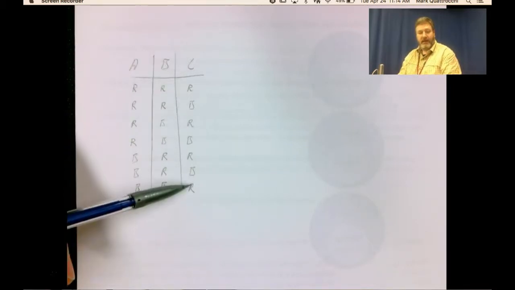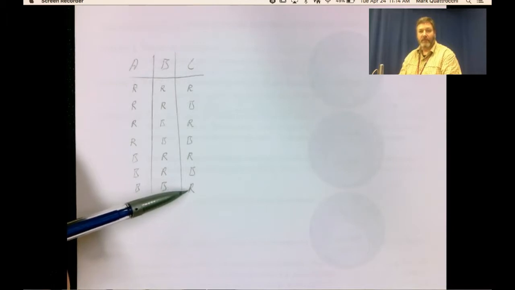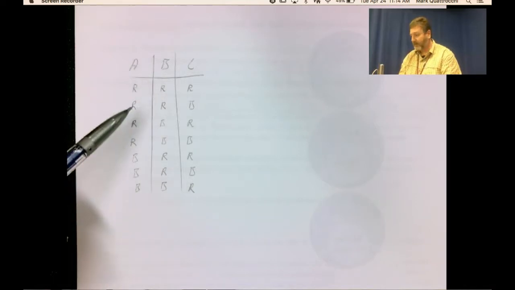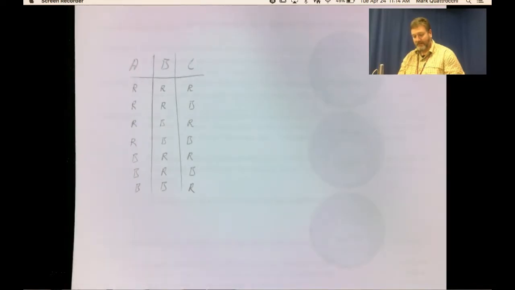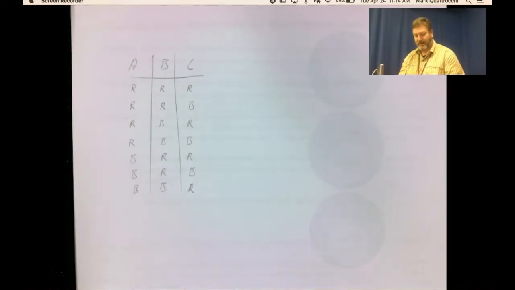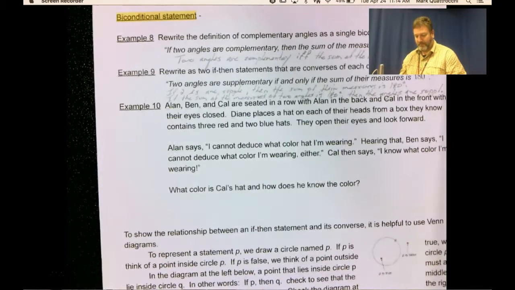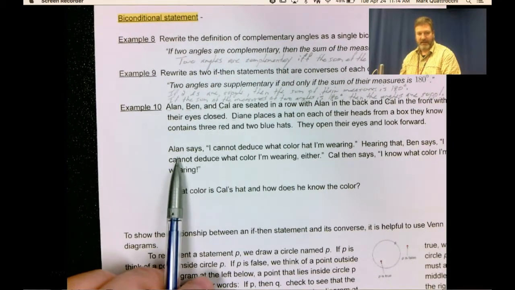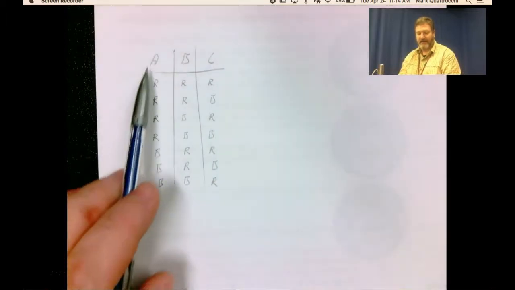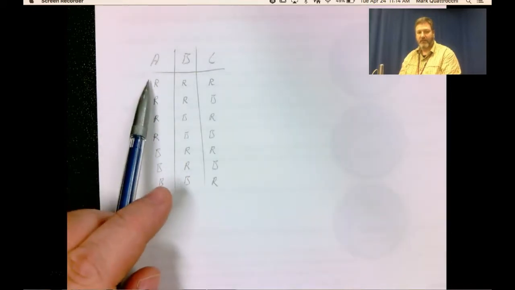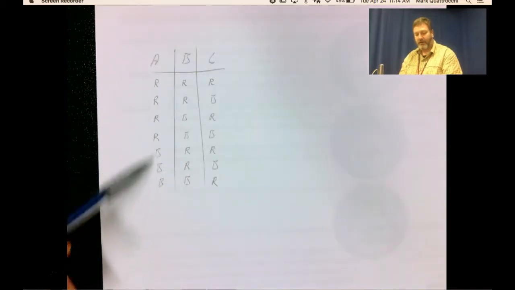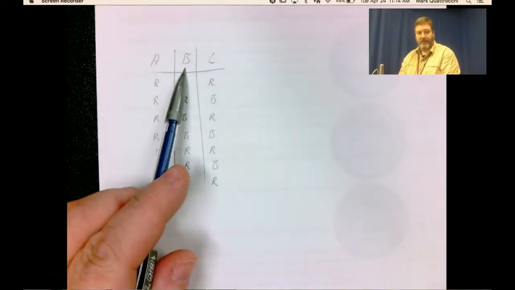Cal can't see what color hat anybody's wearing, so he definitely doesn't know what color hat he's wearing. Alan can't see anything. They're facing this way. Sorry. Alan can't see anybody's hat, so he doesn't know. He could be wearing red. He could be wearing blue. He doesn't know. Okay?